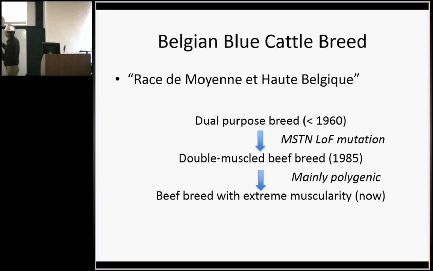So it used to be a breed called Race de Moyenne en Belgique, which was just the geographical location where these animals were found initially. And at that time, like most cattle breeds, this breed was what is called a dual purpose breed. You could even say that there were three objectives: milk, meat, and energy.